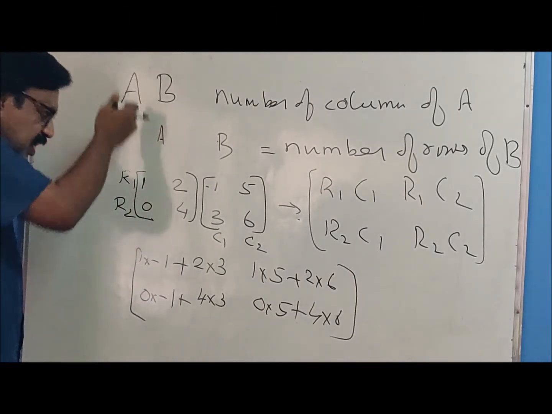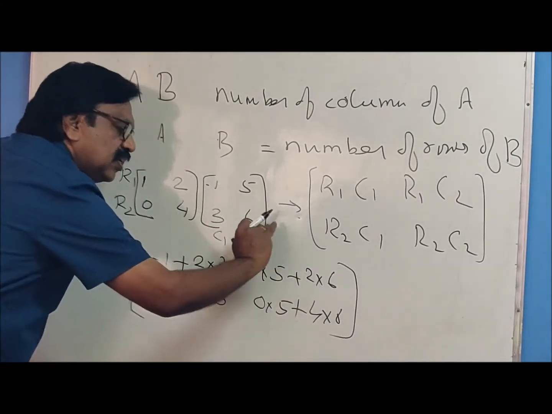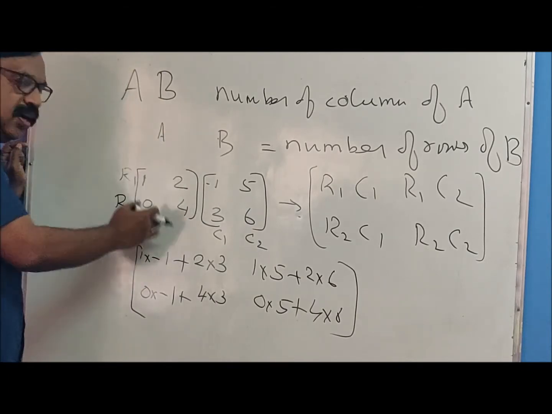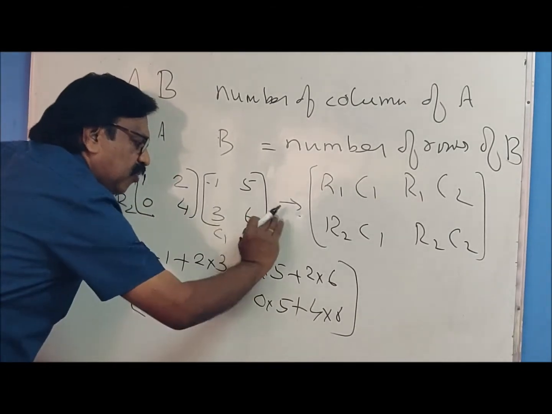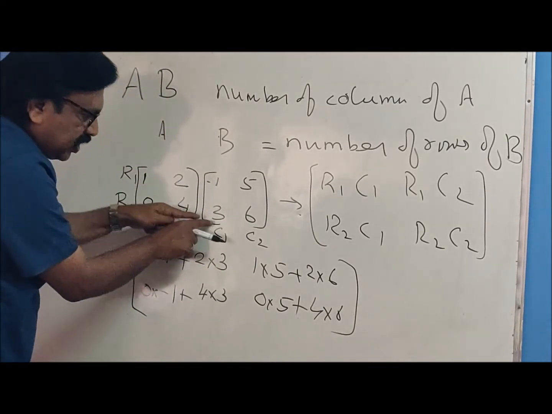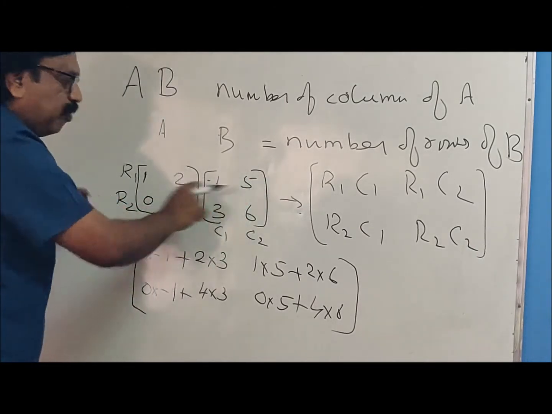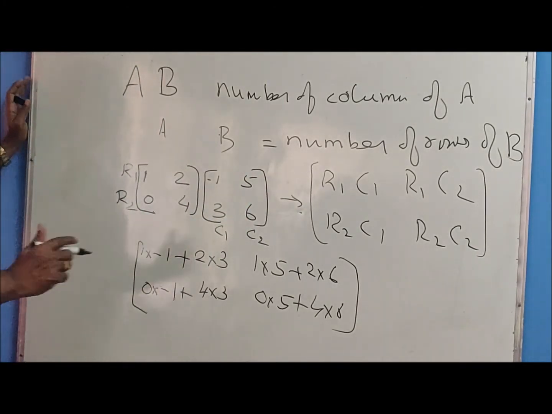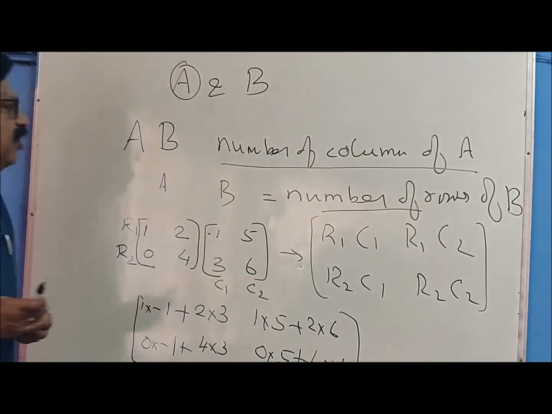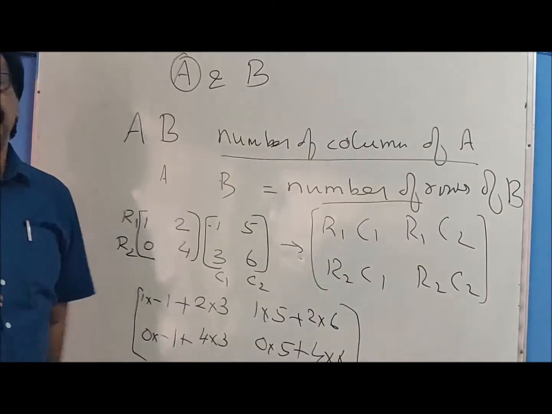You can see how many numbers are there that we are connecting. From that it is very clear that the number of columns of the first one must be equal to the number of rows of the second. Then only we can combine -1 and 2 with 3, then 0 and 5 with 4 and 6. Therefore, the most important condition of multiplying two matrices is that the number of columns of A is equal to the number of rows of B.